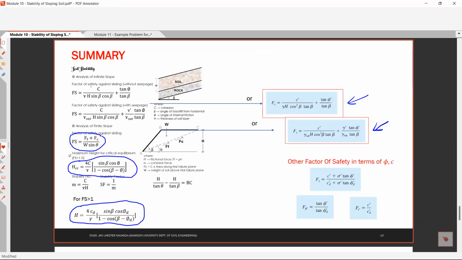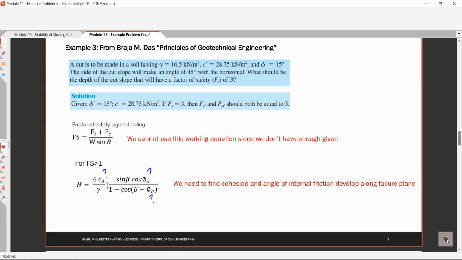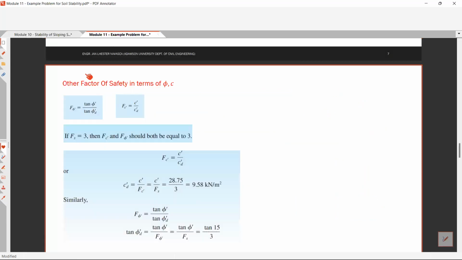So pwede nating makuha yan in other relationship of factor of safety in terms of phi and C. This one. Okay, pwede dito and pwede rin dito. Okay? So doon natin siya kukunin. So the other factor of safety in terms of phi and C is given by F phi is equals to tangent phi over tangent phi prime of D. Fc is equals to C over C prime of D.